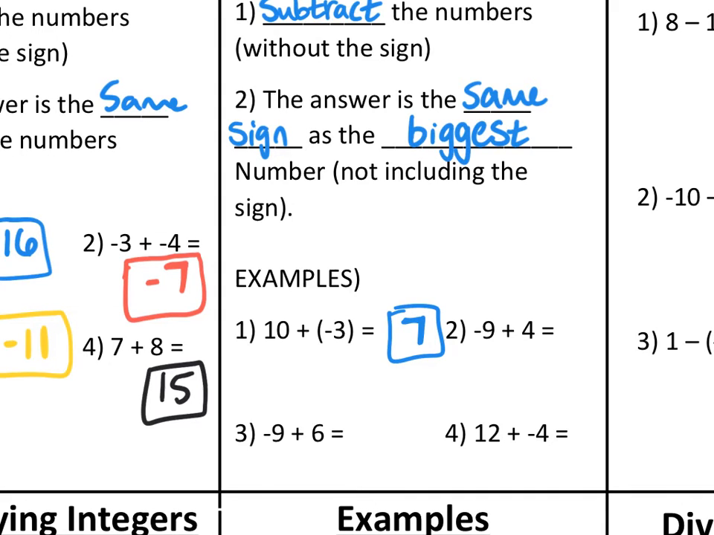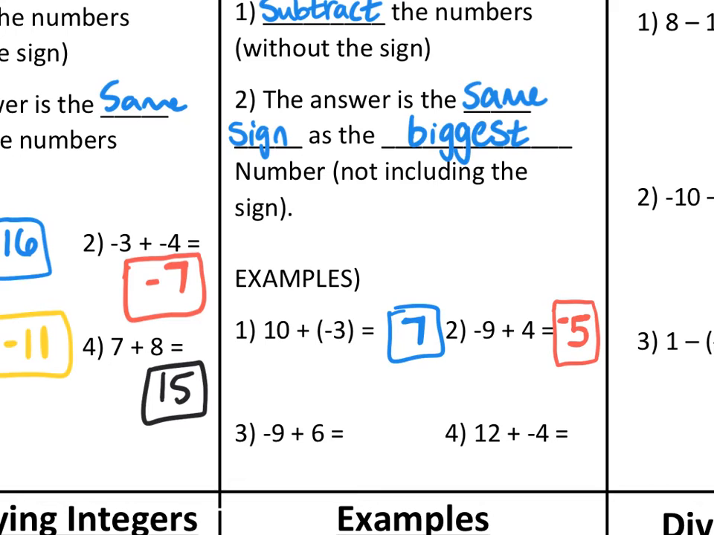Looking at example 2. Here, again, a negative 9 and a positive 4. Well, they're different. 9 minus 4 is 5. But it's negative because 9 is bigger than 4, and 9 has a negative with it. So you are absolutely correct. Good job.